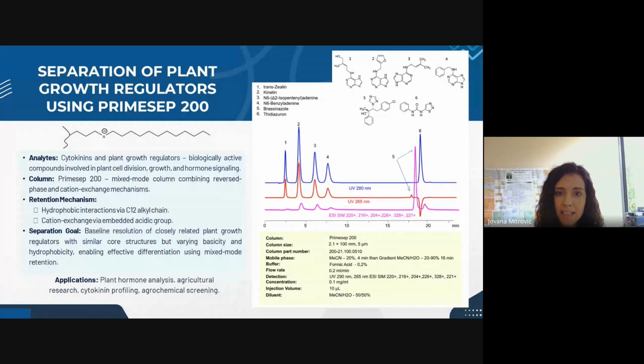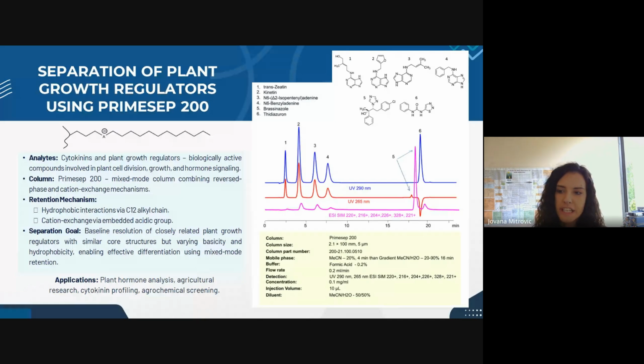We can retain diverse chemical compounds, and, for example, less hydrophobic ones will elute earlier, and by increasing the acetonitrile and running the gradient, we can elute more hydrophobic compounds.